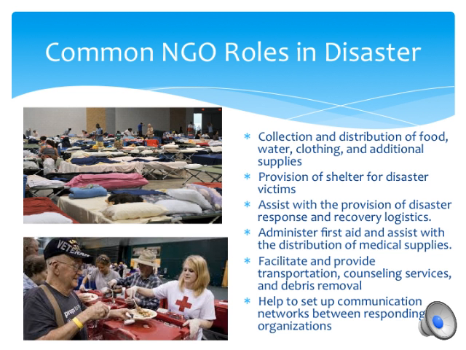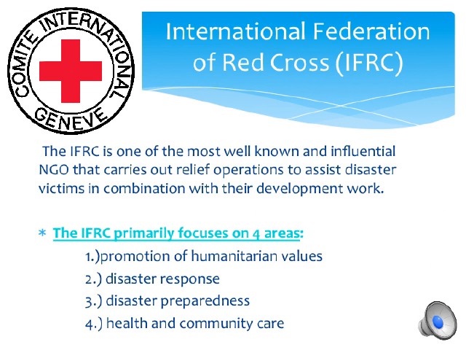Some of the common roles NGOs provide in disaster are the collection and distribution of food, water, clothing, and additional supplies. They help provide and construct shelter for disaster victims. They assist with the provision of disaster response and recovery logistics. They administer first aid and assist with the distribution of medical supplies. They facilitate and provide transportation, counseling services, and debris removal, while helping to set up communication networks between responding organizations.